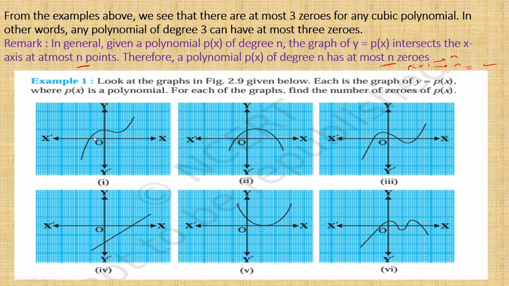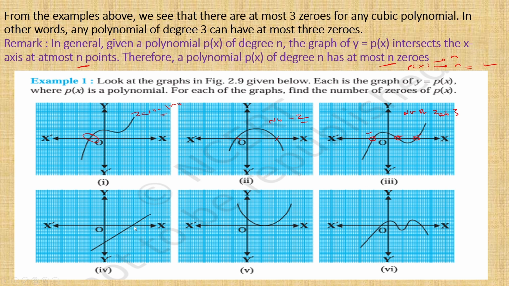So here in the first graph, it intersects the x-axis at 1 point. So only one zero is there. Here it intersects at 2 points, so number of zeros 2. It intersects 3 points. 3 or 4? Don't confuse. Only 3 points. Take only this graph. Okay, 1 point, 2 point, 3 point. So here number of zeros 3.